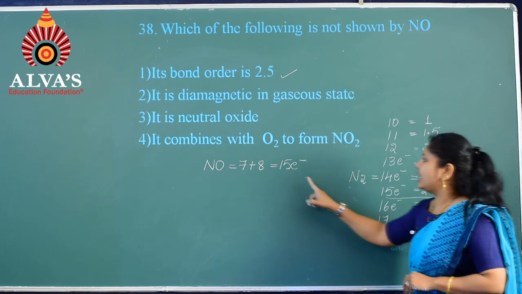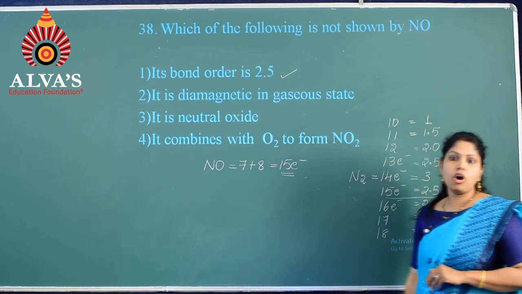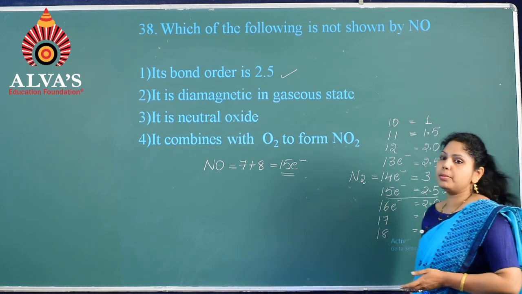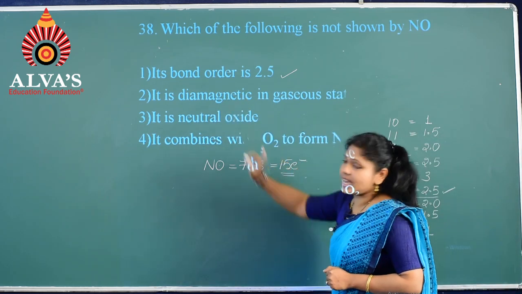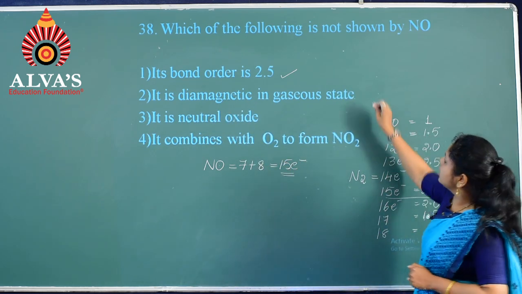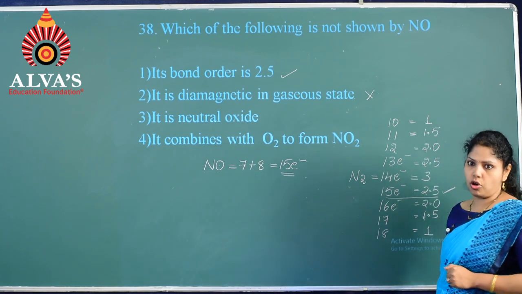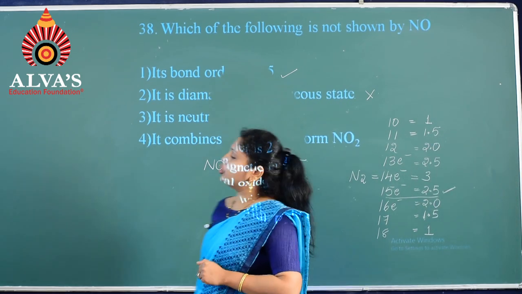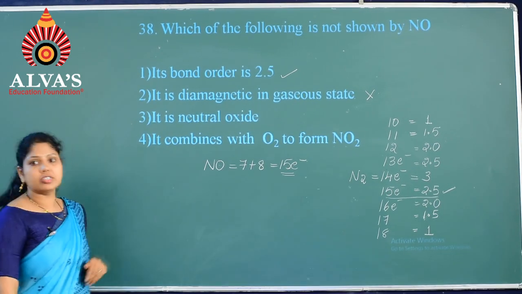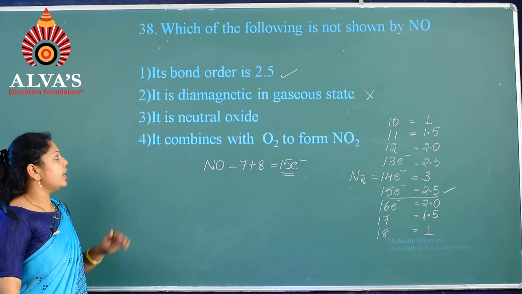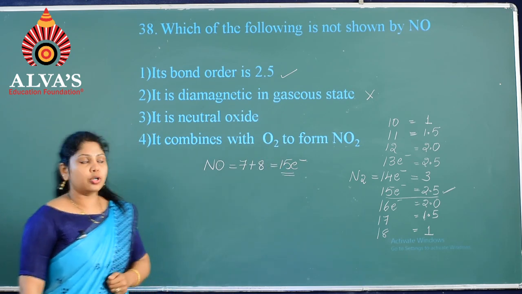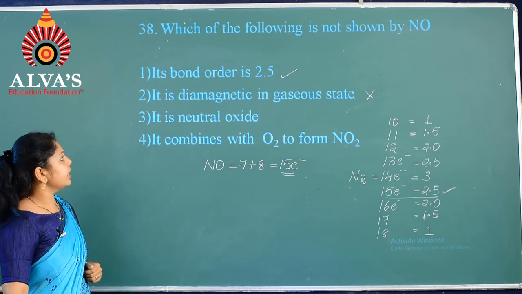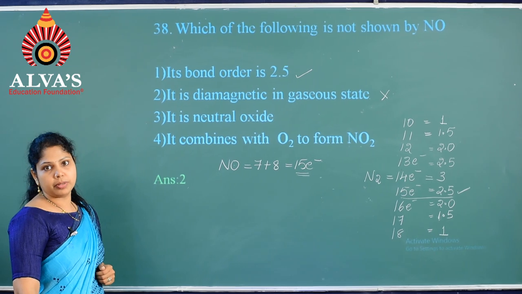Whenever there is an odd number of electrons, it will be paramagnetic in nature and it will not be diamagnetic in nature, hence option 2 is wrong. If you go for the neutral oxides among the oxides of nitrogen, N2O and NO are neutral oxides. It can combine with oxygen to form nitrogen dioxide. Hence, the correct option is option number 2.